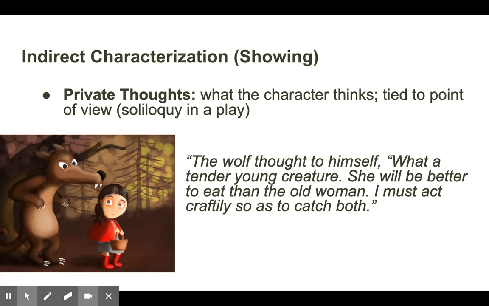And so here the wolf thought to himself, "What a tender young creature! She will be better to eat than the old woman. I must act craftily so as to catch both." Well, first we get to see that this wolf actually likes to eat human beings, which tells us a little bit about him. And also, we get to see that maybe he's a little bit greedy and he's making a plan.